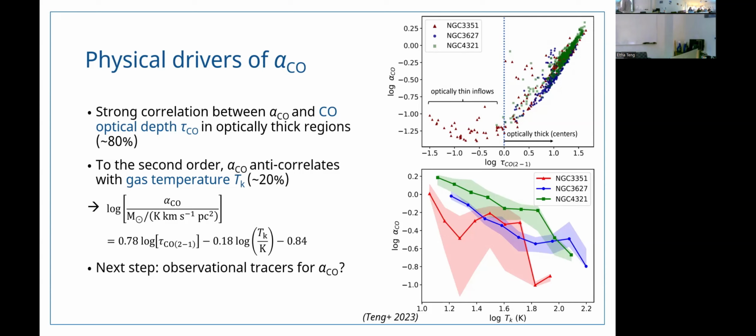So now, knowing that the CO optical depth is the main physical driver of alpha CO, our next step was to think about whether there's a chance we can identify observational tracers for optical depth, which is the main physical driver, so that we can use some tracers to predict alpha CO from observations.